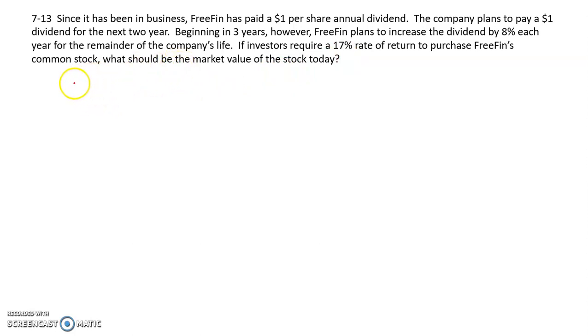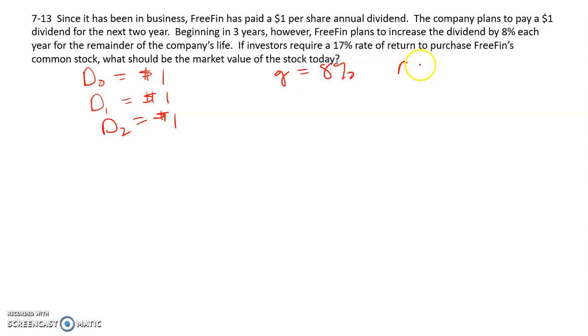So, a couple of things. The current dividend is D0, and that's $1. They tell us that D1 and D2 are going to be $1 as well. And then our growth rate after that is going to be 8%, and our required rate of return is 17%.